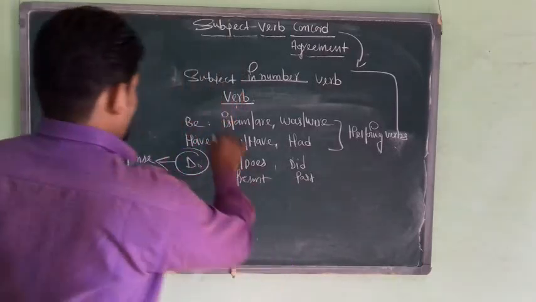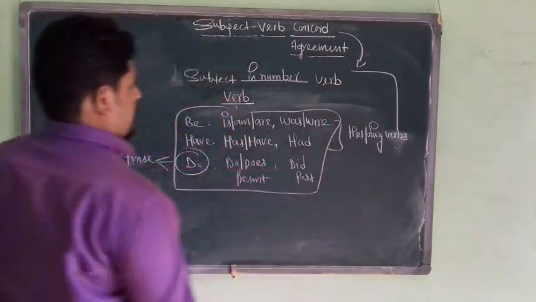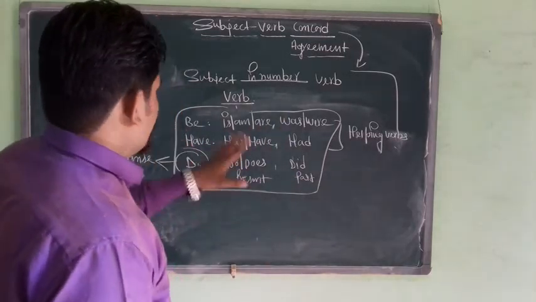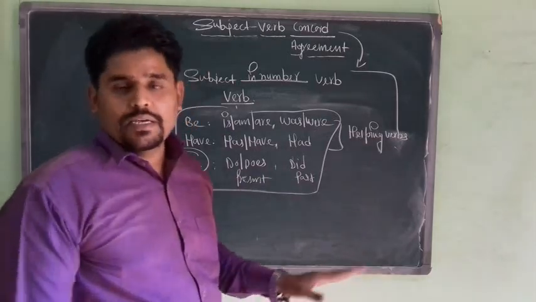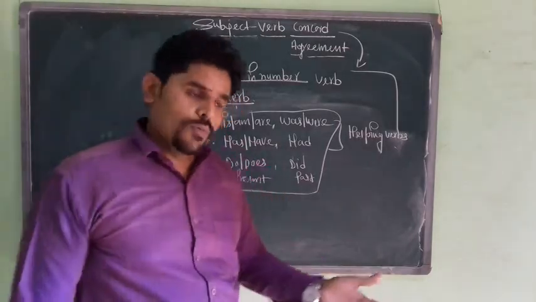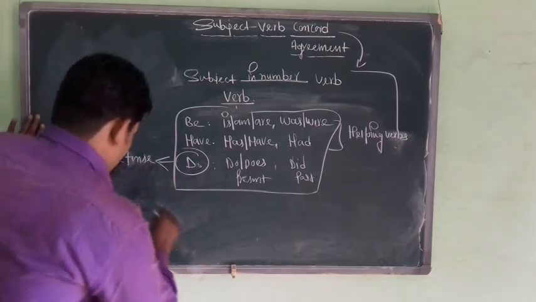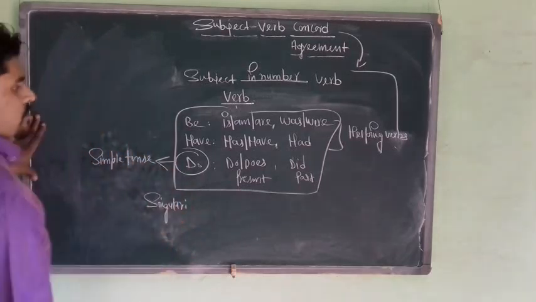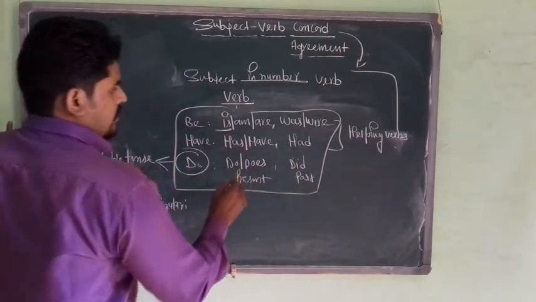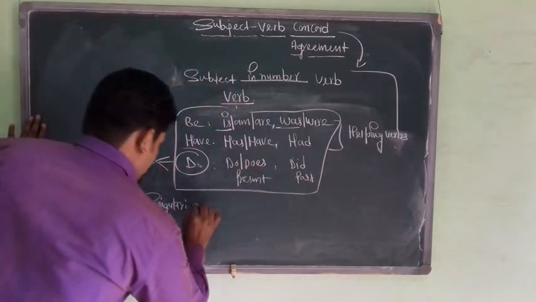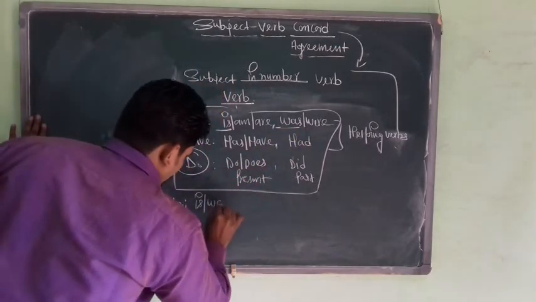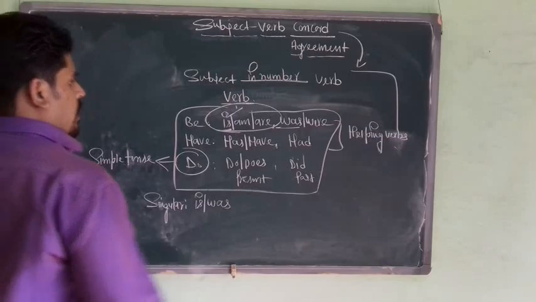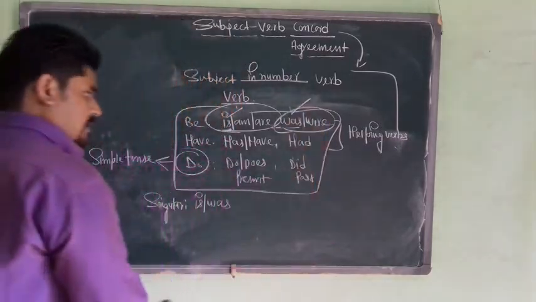Now we will just understand which of these helping verbs are used in singular as well as in plural. So first of all, I am going to write singular verbs. Is is singular, and in past tense was is singular. Out of the category is, am, are, is is the singular verb. Out of the category was, were, was is the singular verb.